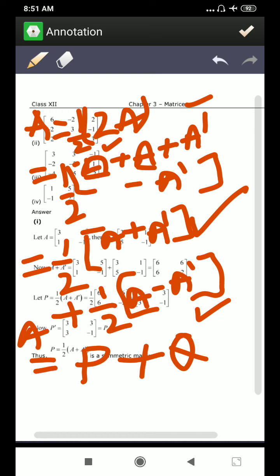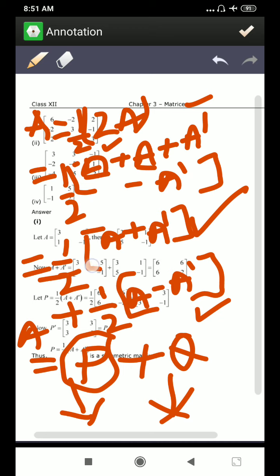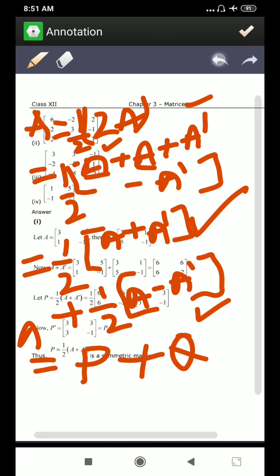So how to solve it? We'll find half of A plus A transpose, that will be P, half of A minus A transpose, that will be Q. So the half of A plus A transpose, meaning P, will be a symmetric matrix always, and Q will be a skew-symmetric matrix. In this way you can solve it. Alright, so we'll follow these steps. First we will find P. What will be P? Half of A plus A transpose. Then we'll find Q, that is half of A minus A transpose, and write A equal to P plus Q. We will follow these steps to solve all such type of questions.